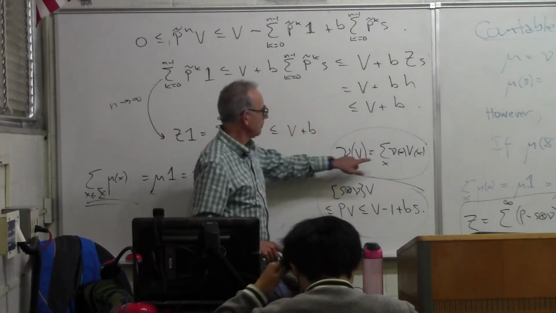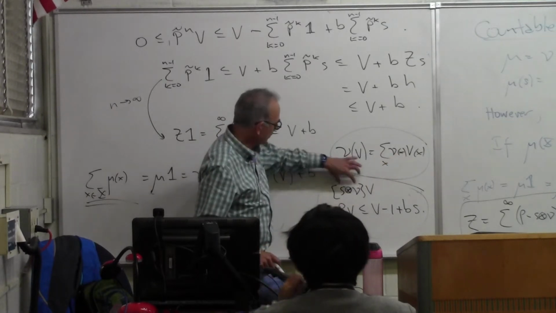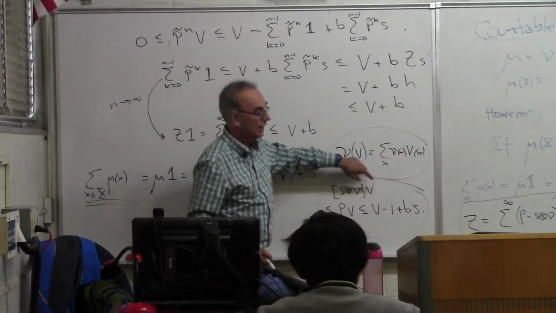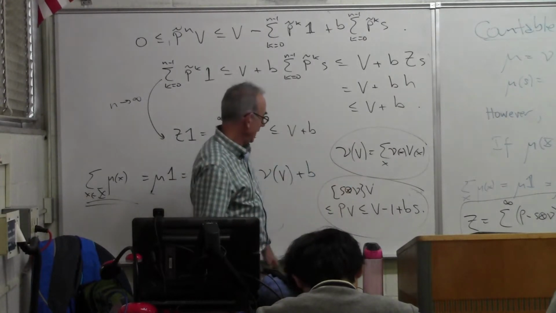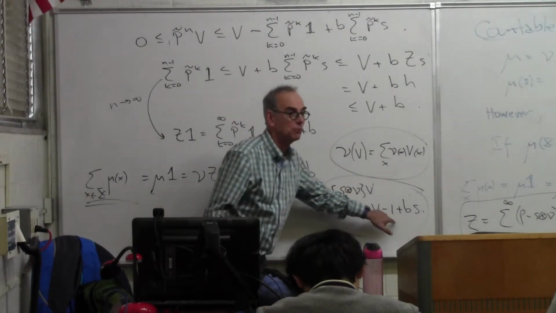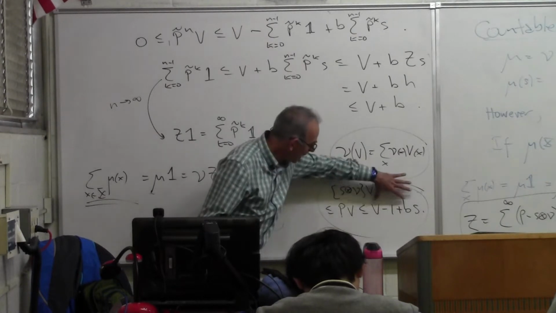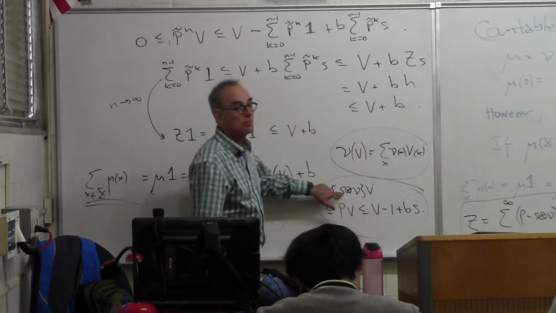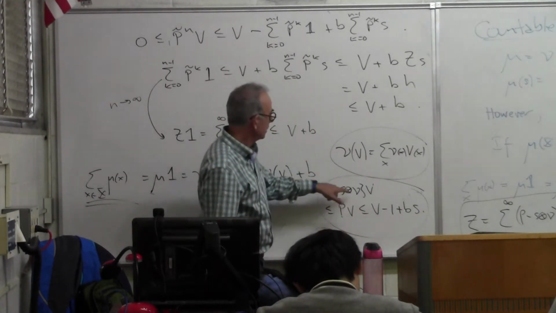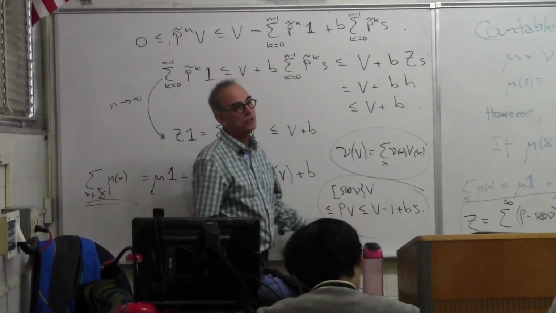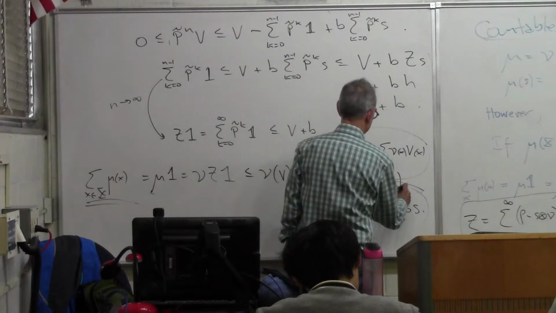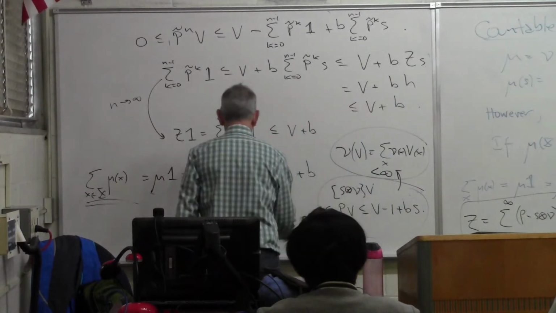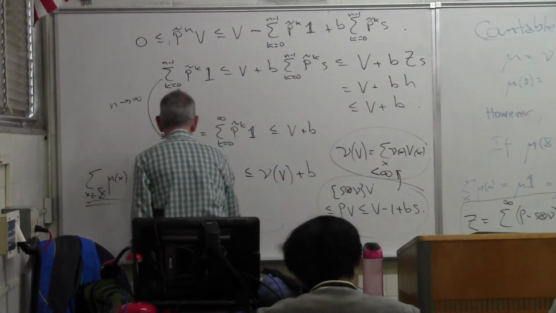In order to show this is finite, I take this outer product times v, and the outer product is less than or equal to p. We just said that. And pv is less than v minus 1 plus blah, blah, blah. That's finite. Whenever s is positive, I can just divide, and I get nu v is less than the ratio. So this is finite. So QED, so mu of x is finite.